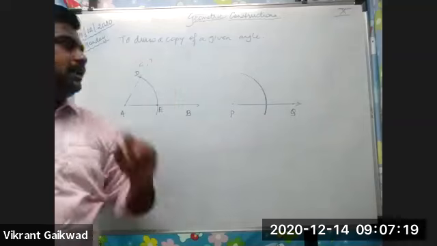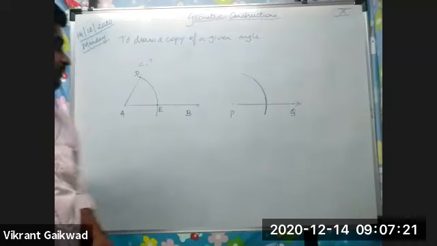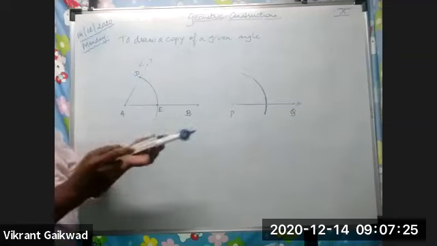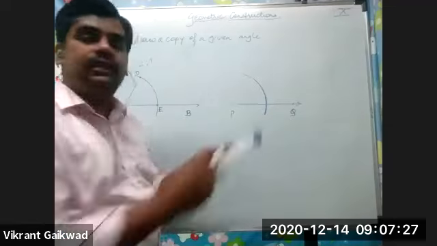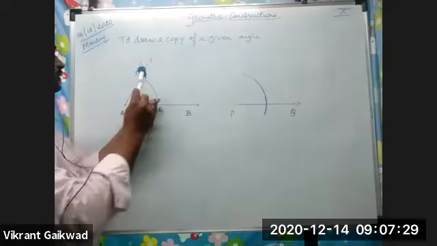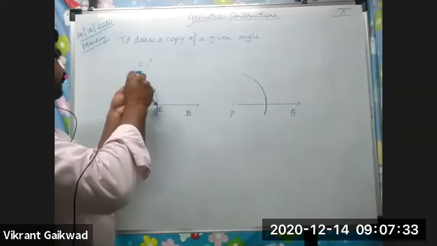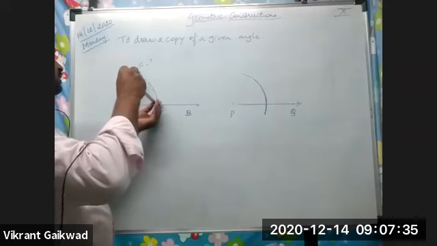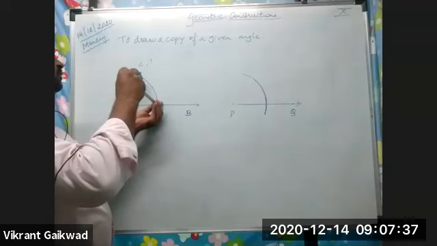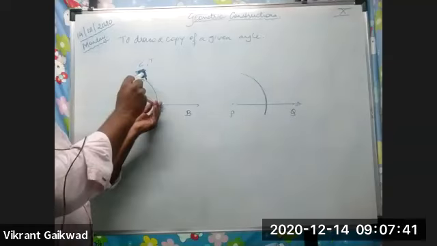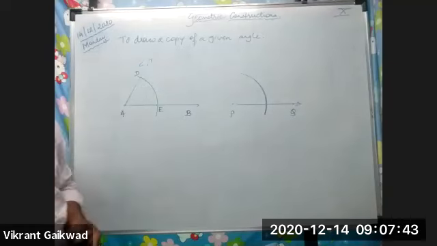This is the first part of your construction. What I've done is I've kept at A, I've cut the arc, but then the same distance I've kept at P and I've cut the arc. Now what to do is take distance DE on your rounder. I've taken distance DE on the rounder.